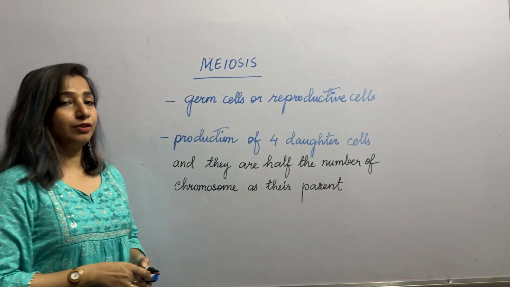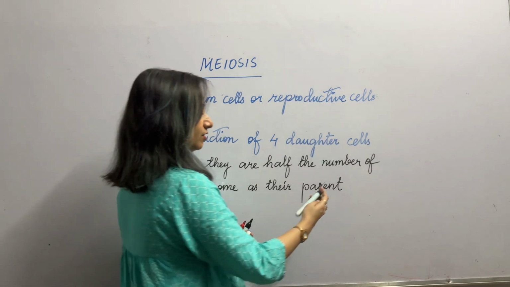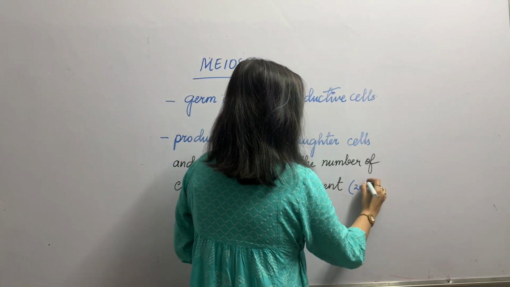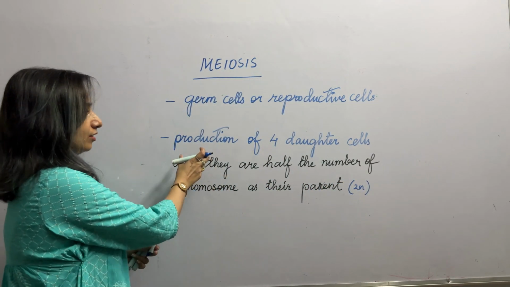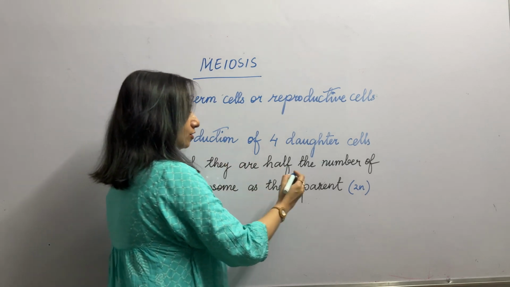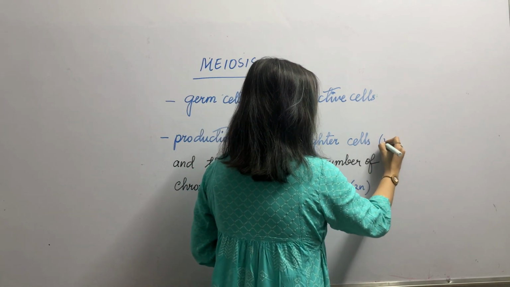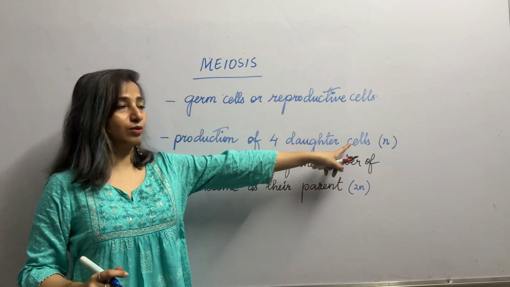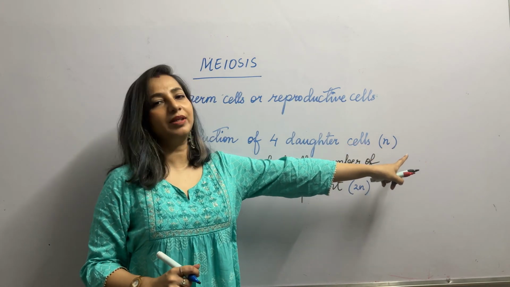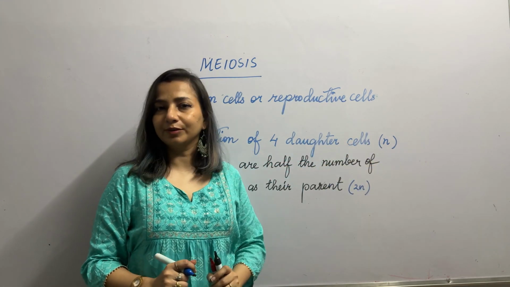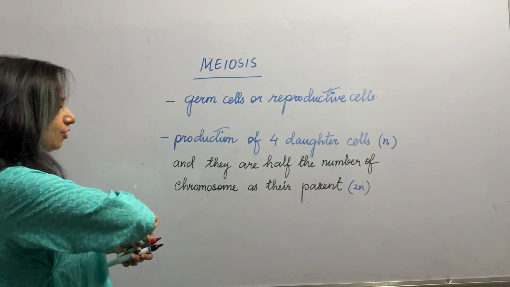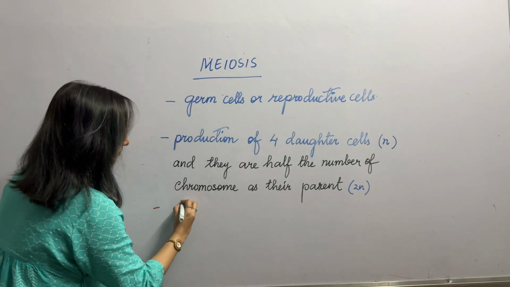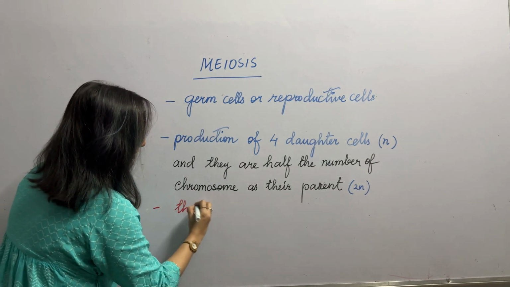So imagine if the parent cell is 2n, what will be the ploidy of the daughter cells? The daughter cells will be only n. And if the parent is 4n, the daughter cells will be 2n. It becomes reduced to half. Clear?